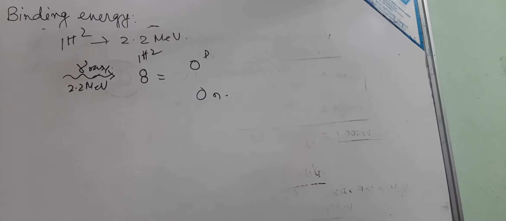So if a 2.2 MeV gamma ray is given to the deuterium nucleus, where there is one proton and one neutron, and it collides, then it is separated into a proton and a neutron. So the binding energy of the deuterium nucleus is equal to 2.2 MeV. When a gamma ray of energy 2.2 MeV strikes the 1H2 deuterium atom, it will split off the proton and the neutron. Any ray whose energy is less than 2.2 MeV will not be able to separate the proton and neutron of the deuterium atom.